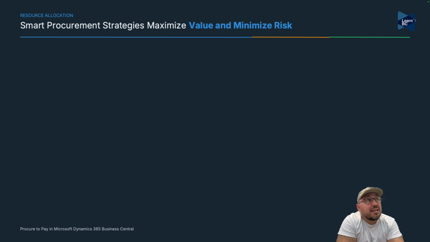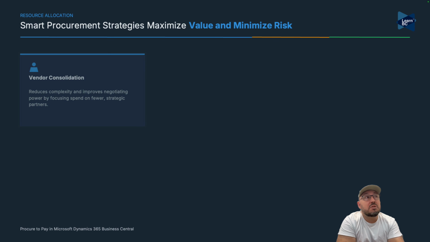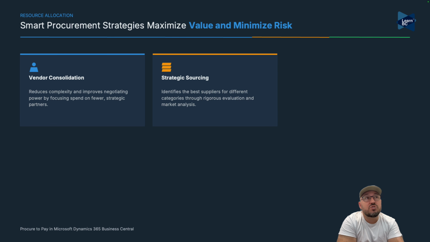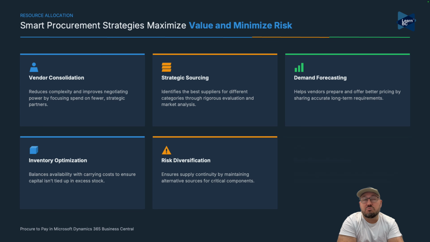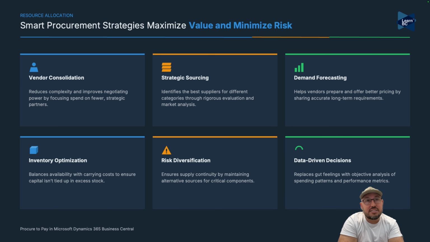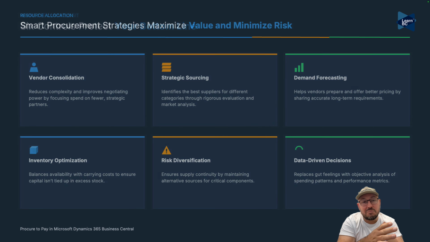So resource allocation: smart procurement strategies maximize value and minimize risk. So vendor consolidation, strategic sourcing, demand forecasting, inventory optimization, risk diversification, and data-driven decisions. We're almost through this. Keep with me.